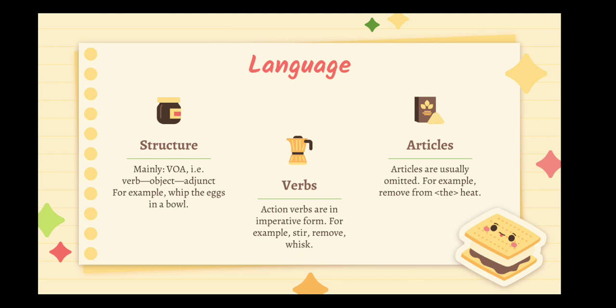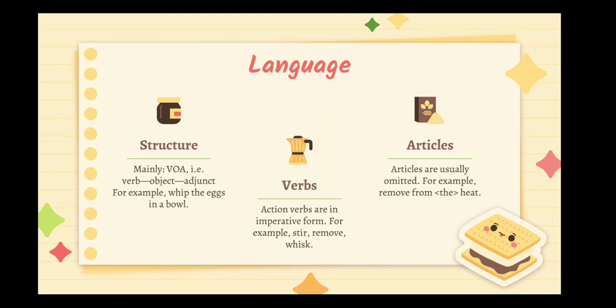The structure that you will be using to write the recipe would be mainly VOA, that is verb, object, and adjuncts. For example, whip the eggs in a bowl. Whip is the verb, the eggs is the object, and in a bowl is an adjunct.